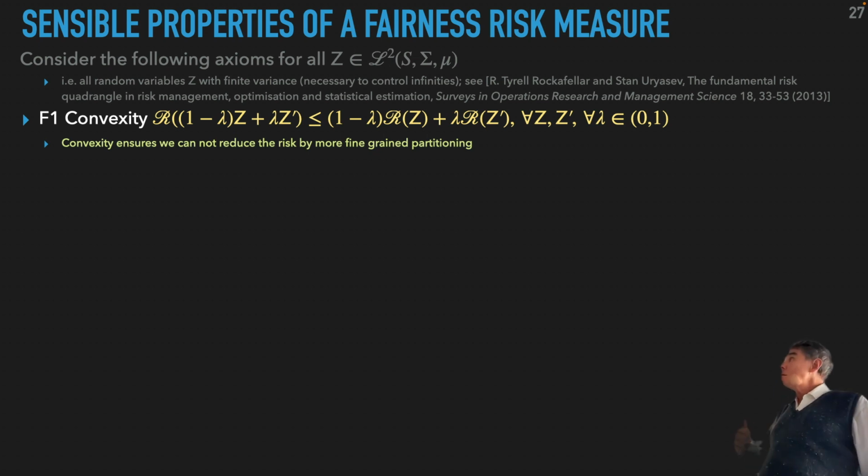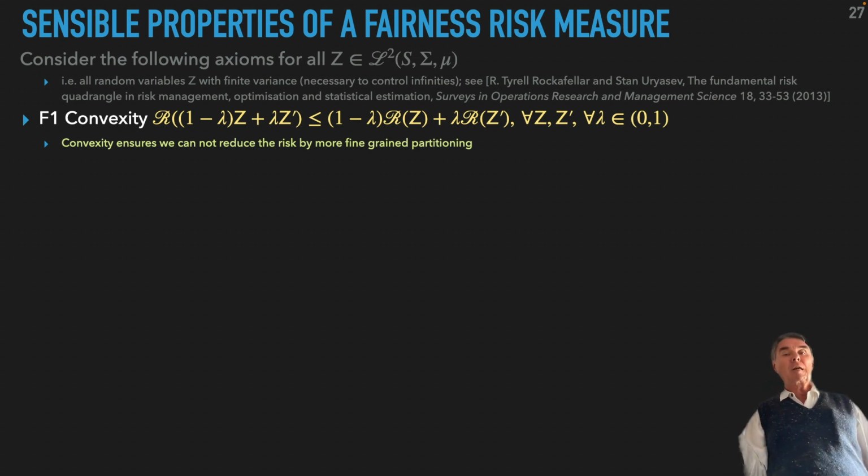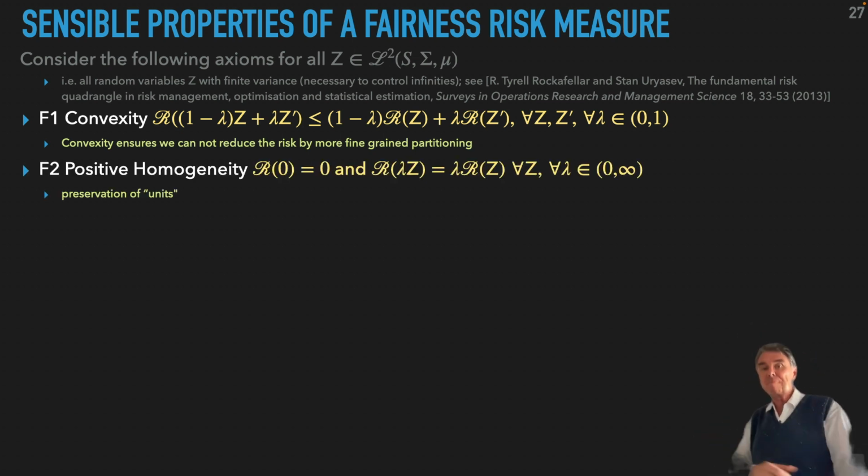So convexity is certainly nice mathematically, right, and for writing computer programs, but it also has a nice ethical interpretation, namely that you can't reduce the risk by more fine-grained partitioning. Suppose that the red people, you could segment them into light red and dark red. If you do more fine-grained partitioning, then life does not get worse. That's the argument, right? Slightly subtle, but that's in the appendix of the paper.